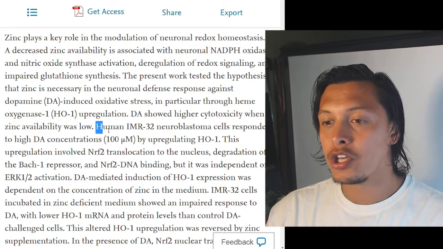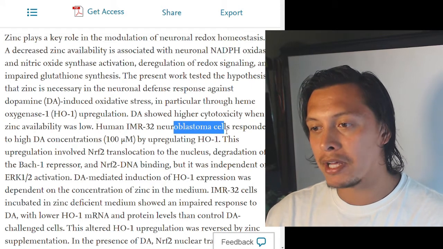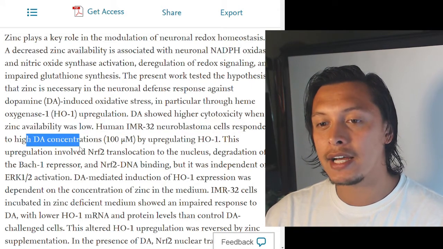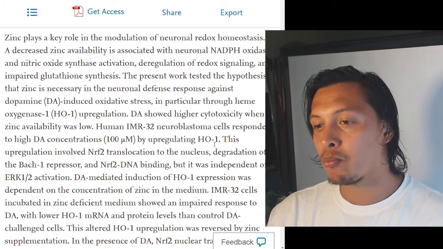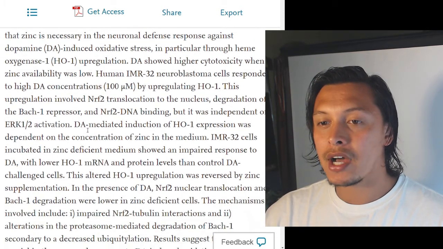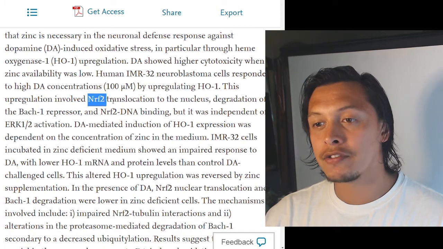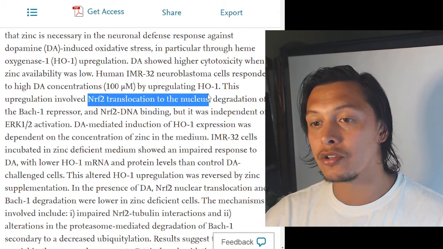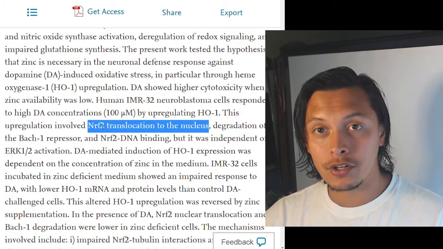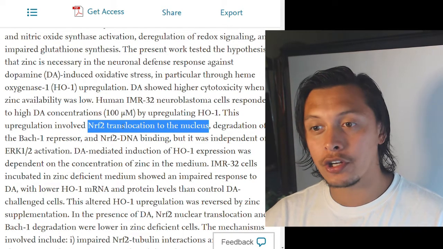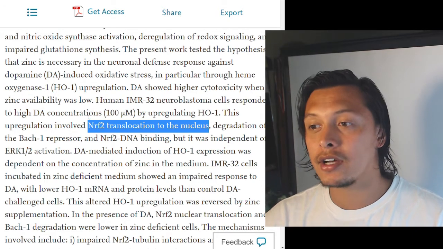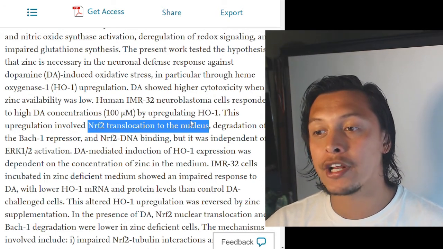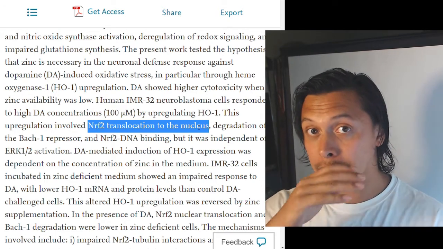So human IMR32 neuroblastoma cells responded to high dopamine concentrations by upregulating HO1. And this upregulation involved NRF2 translocation to the nucleus. So the NRF2, this nuclear transcription factor, gets transported into the nucleus through those microtubules.